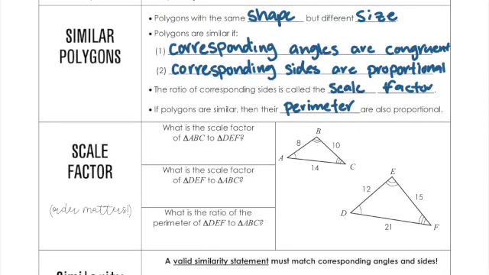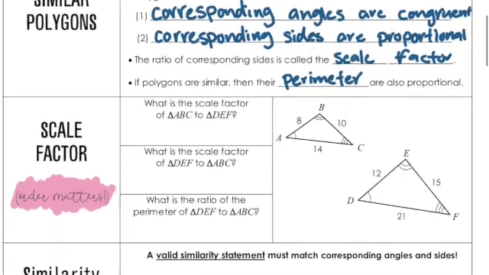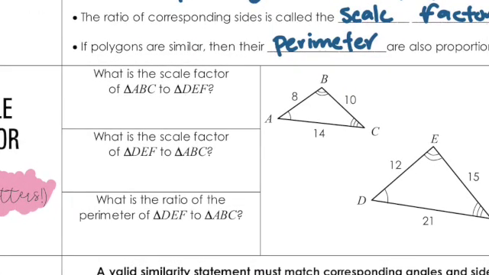So now let's talk about scale factor. As we said, the ratio of corresponding sides is called the scale factor. So one huge thing to know about scale factor is that order matters in basically two ways. Okay. If you remember our congruency statement, triangle ABC was congruent to triangle DEF. The order mattered because if A was the first letter in the first triangle and then D was the first letter in the right triangle, then those were congruent. So that's the first thing that matters.